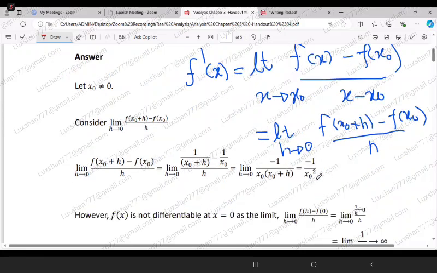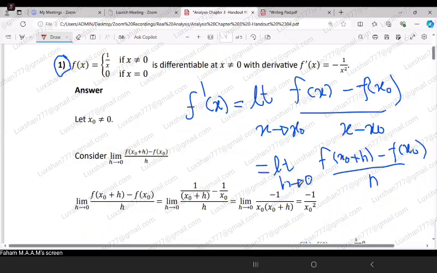So from this we can say that the function is differentiable, because this is a finite value. The definition of differentiability is what? If this limit exists. The limit exists means what? You get a finite value for this limit. Then the limit exists. Therefore, minus 1 over x naught squared belongs to R, because x naught is not equal to 0. Therefore, the limit exists, and we say that this function is differentiable when x naught is not equal to 0.